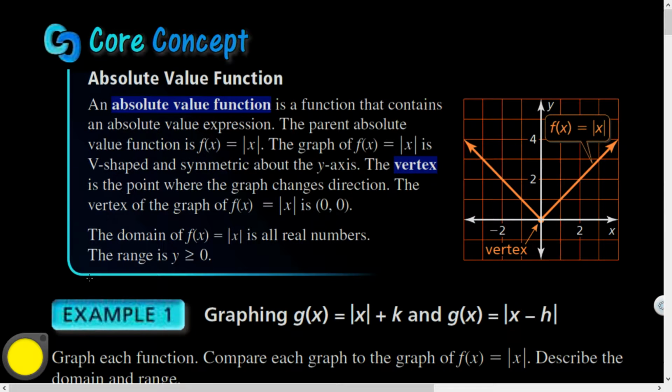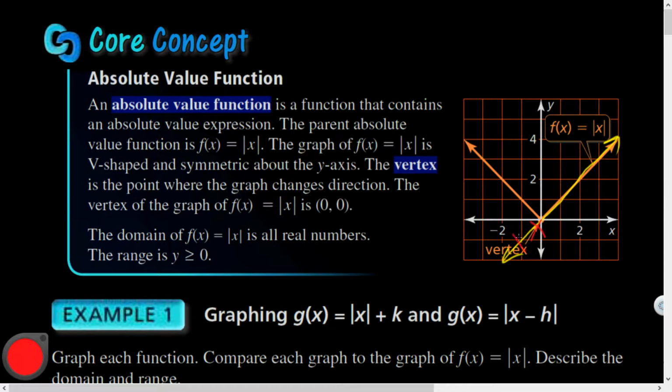graphs. Here we are. It says an absolute value function is a function that contains an absolute value expression. That makes sense. And the parent absolute value function is f of x equals abs x. All right? And this is what the absolute value function looks like. Now, if I just had f of x equals x, that would have been a line like so, right? With a slope of 1. But when I absolute value it, it's all like, oh, no, you didn't.